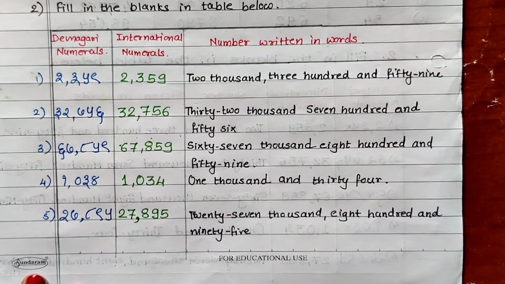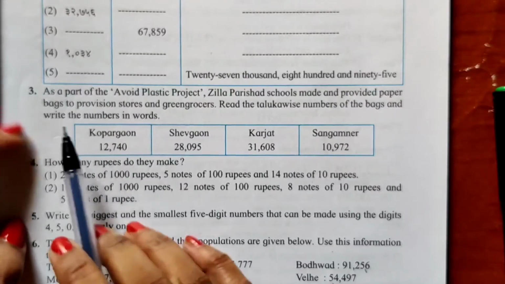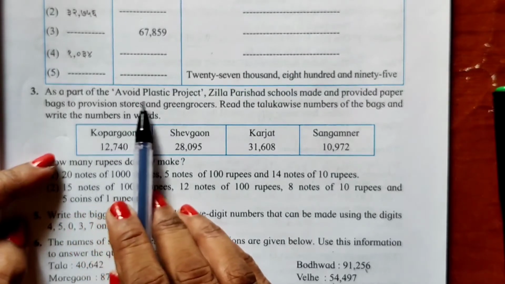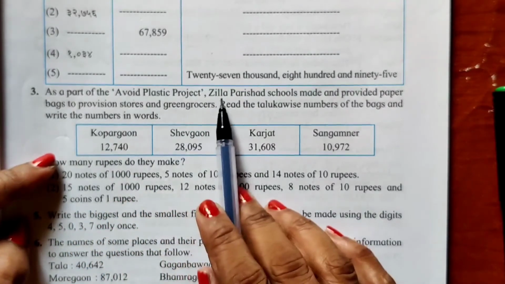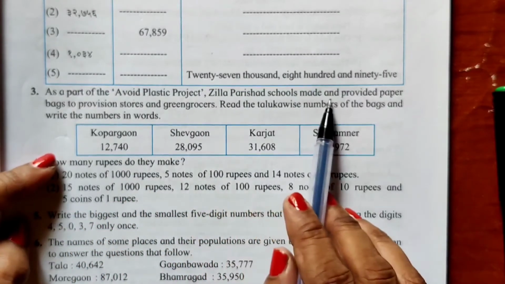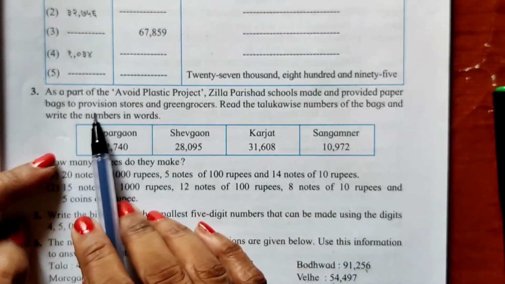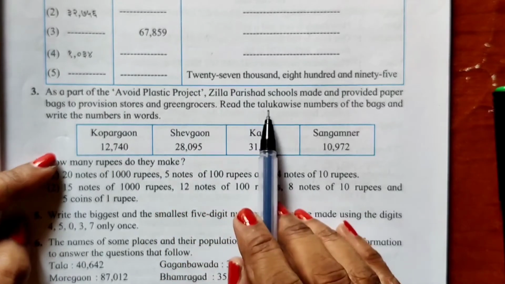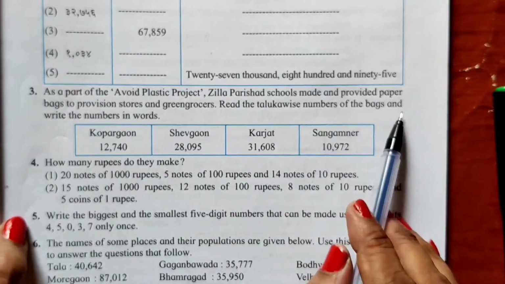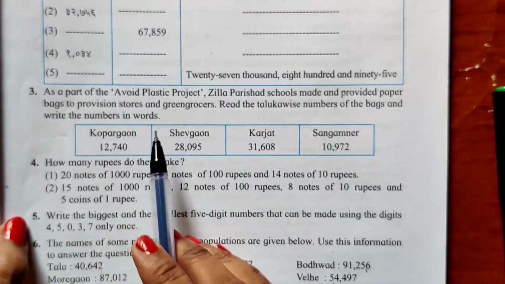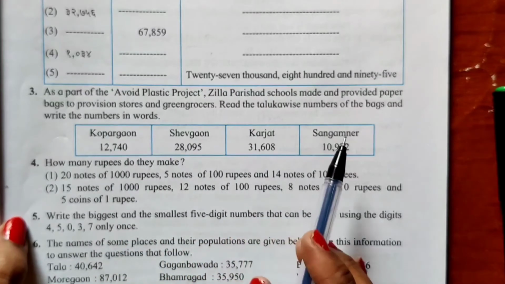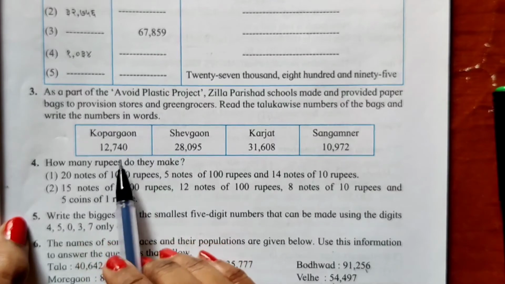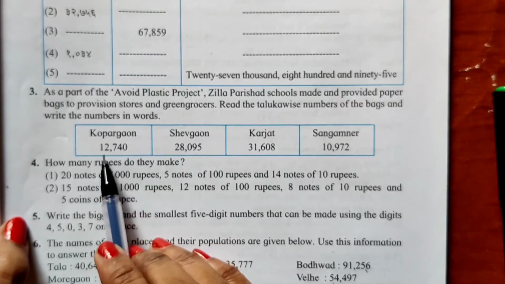Let's go on to the next question. Now let's solve question number 3. As a part of the Avoid Plastic project, Jilla Parishad schools made and provided paper bags to provision stores and greengrocers. Read the taluka wise numbers of the bags and write the numbers in words. So first we will read them and then we will write in words. First, for Kopargaon, how many bags are there?